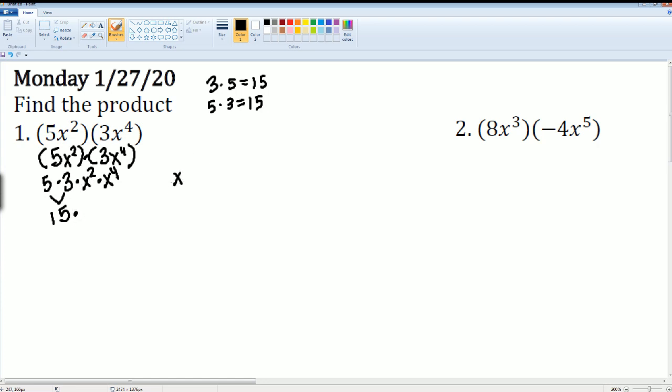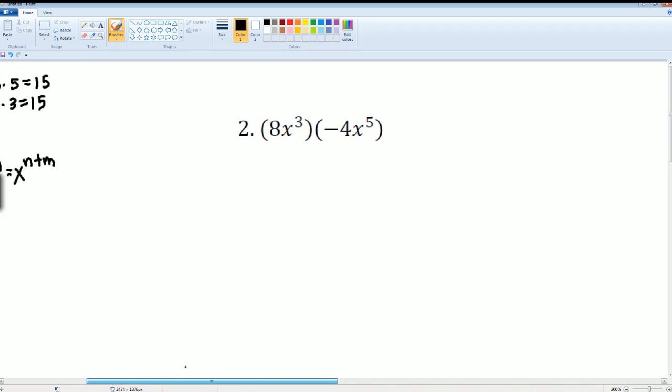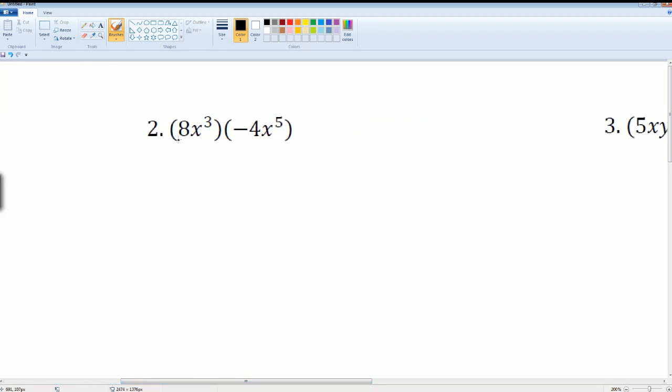Please remember that when you multiply exponents, what happens to the power? It adds. This is so much better. So this is x to the 2 plus 4. So the answer is 15 x to the 6 would be the solution. Okay, good. Let's do number 2 now.